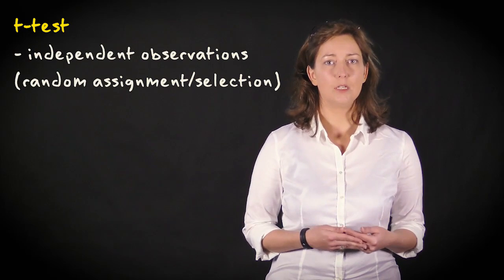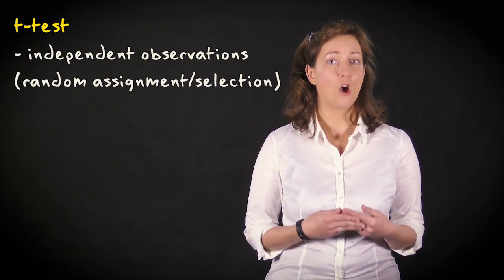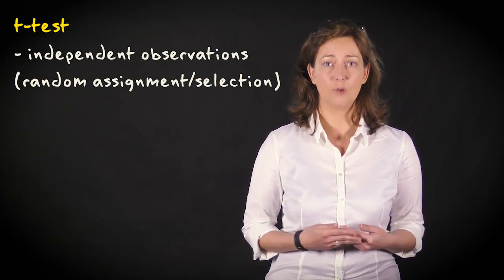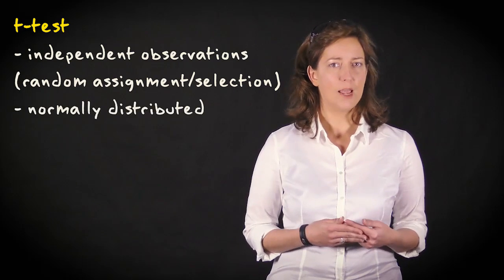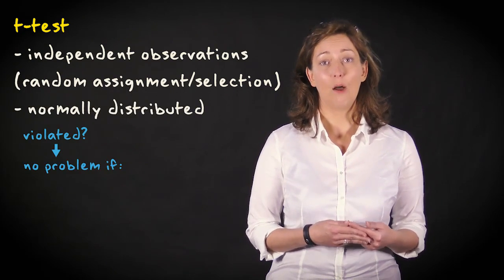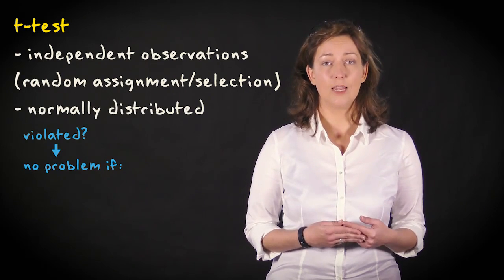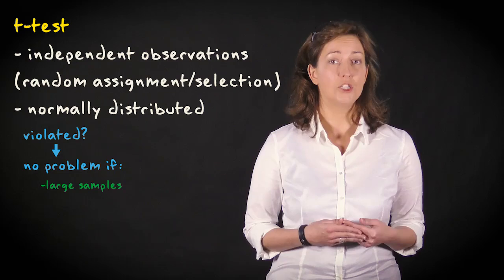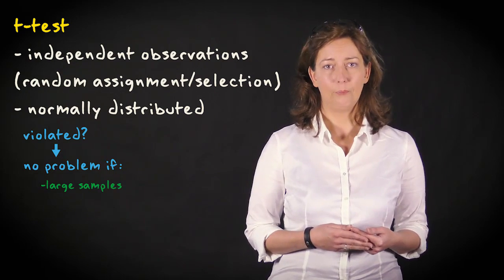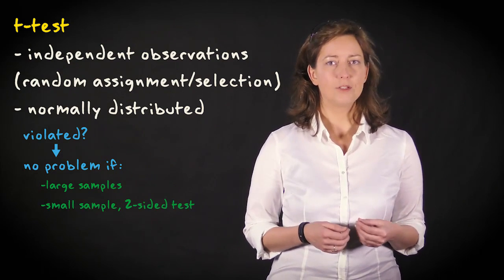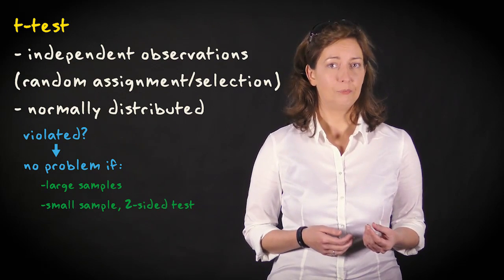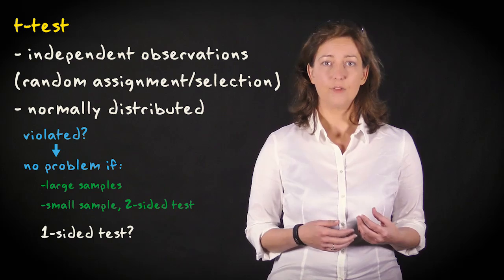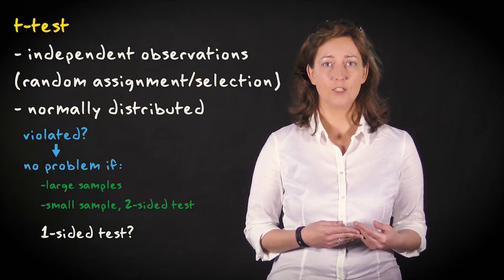The cases should be assigned to groups randomly or drawn randomly from the population in a non-experimental design. Both samples should be distributed normally. However, the t-test is robust against violation of this assumption for large samples due to the central limit theorem. It's even robust for small samples when using a two-sided test. Normality is important if the samples are small and the test is one-sided.